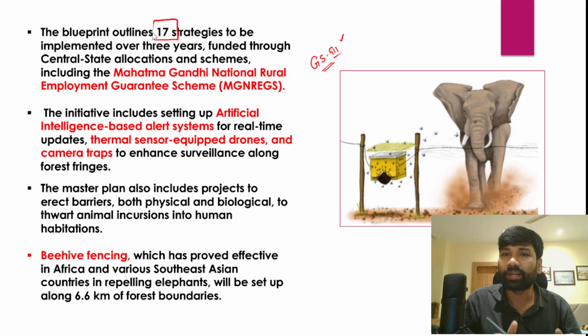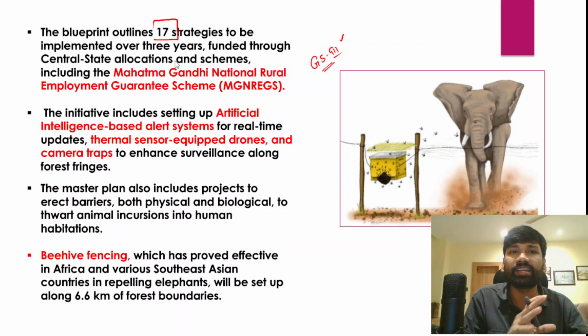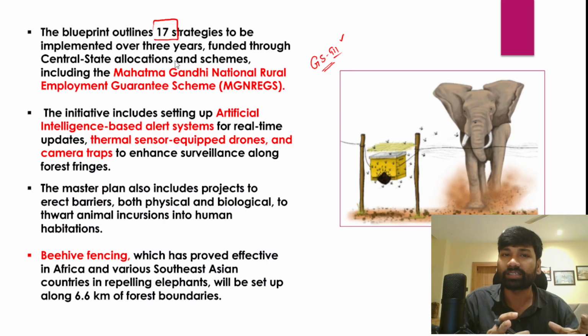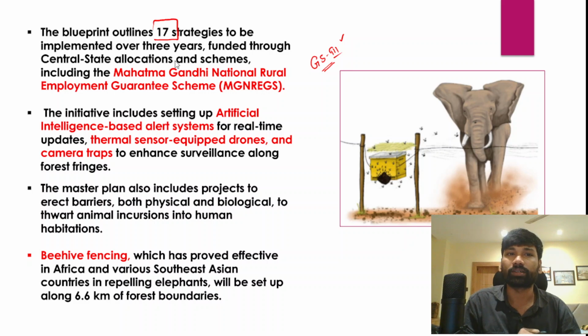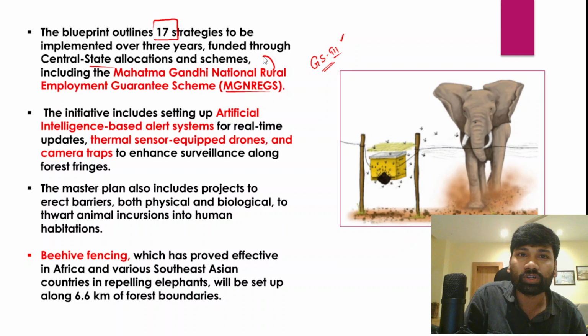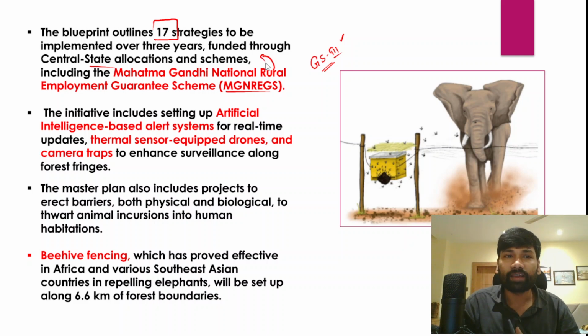This particular blueprint has highlighted 17 different strategies, and those 17 strategies would be implemented over a period of the coming 3 years. These strategies also aim to mitigate human wildlife conflict. And what about the funding of these 17 strategies? The funding would be done through central and state government allocations, and funding from schemes like the Mahatma Gandhi National Rural Employment Guarantee Act can also be used in mitigating human wildlife conflicts.